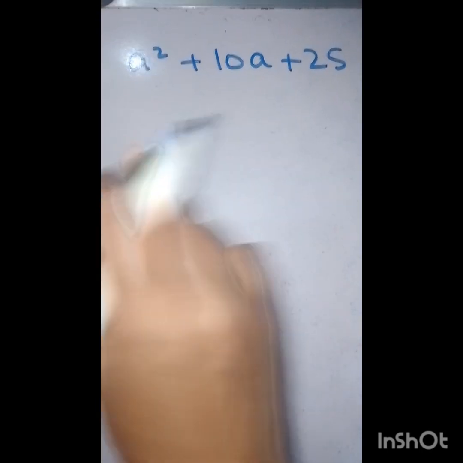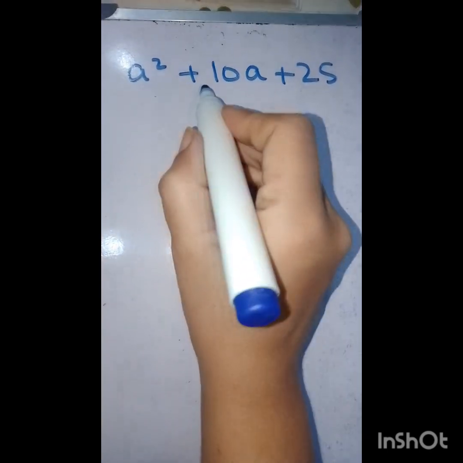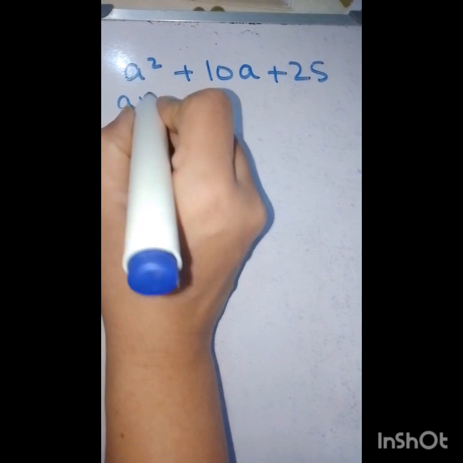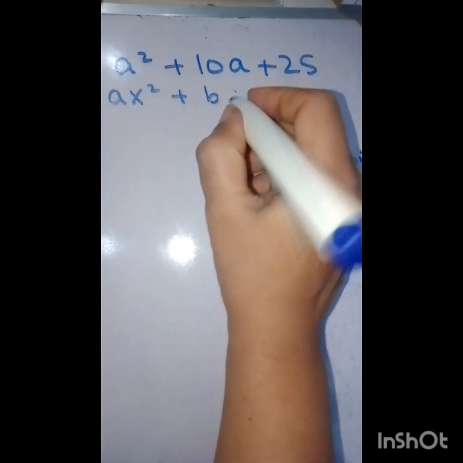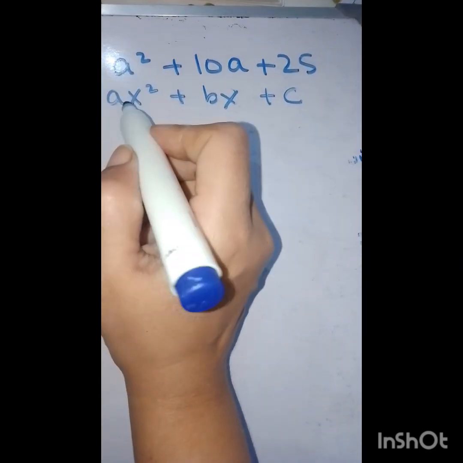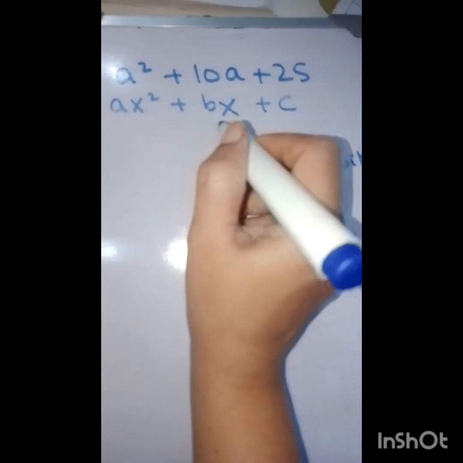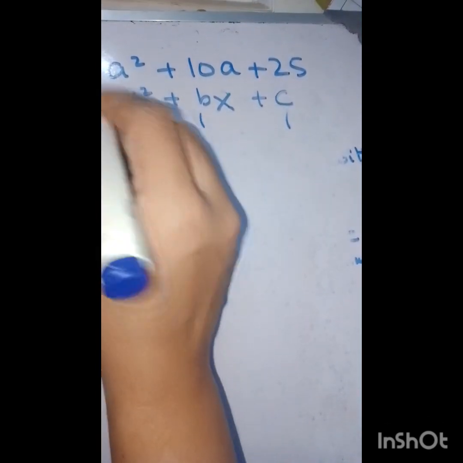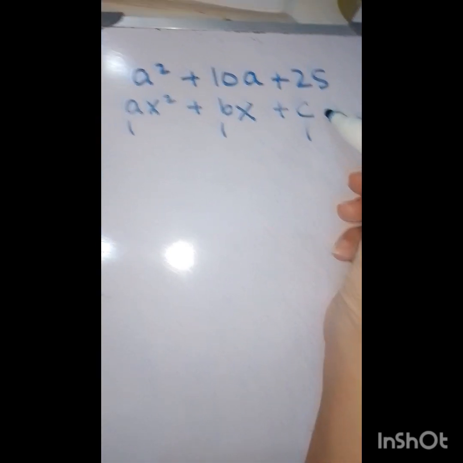Here I have taken an example to make you understand. This is a² + 10a + 25. If we consider this quadratic equation, these are my constants a, b and c, and here the single variable is x. This one is the constant if we consider the question with the general equation.